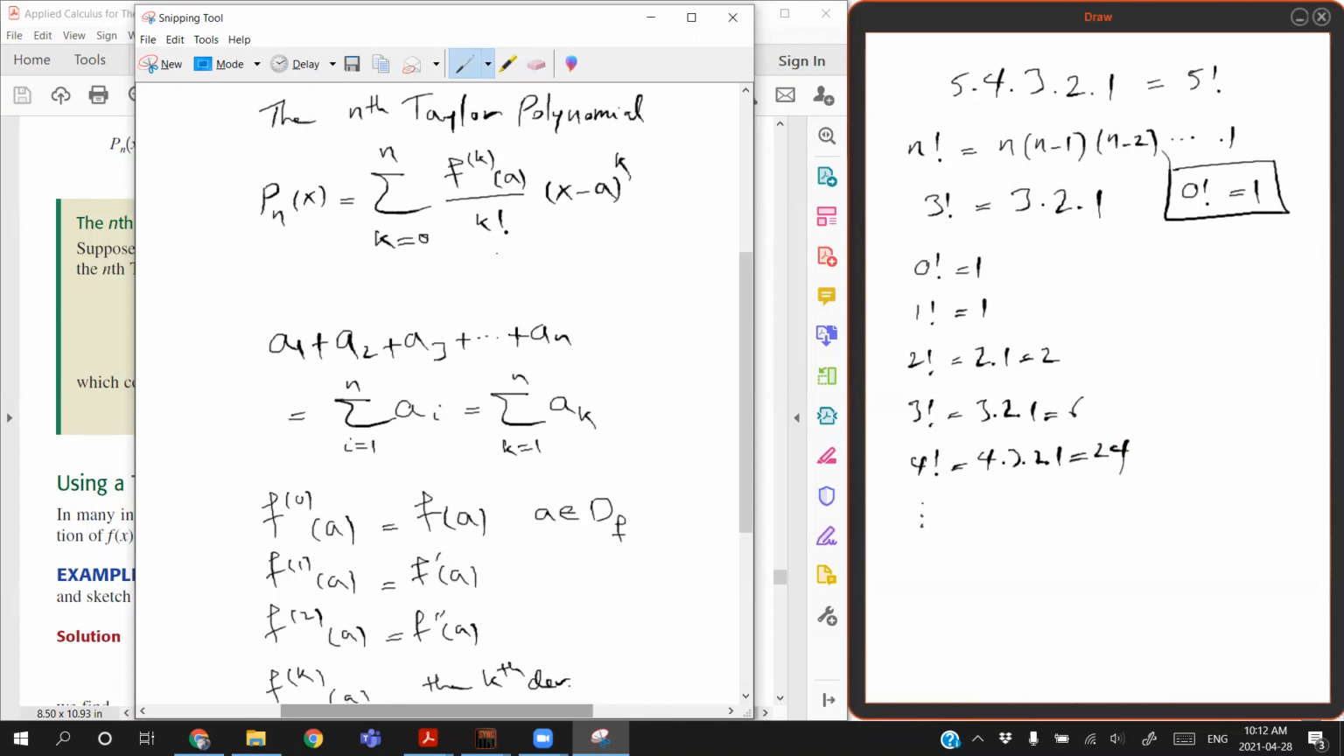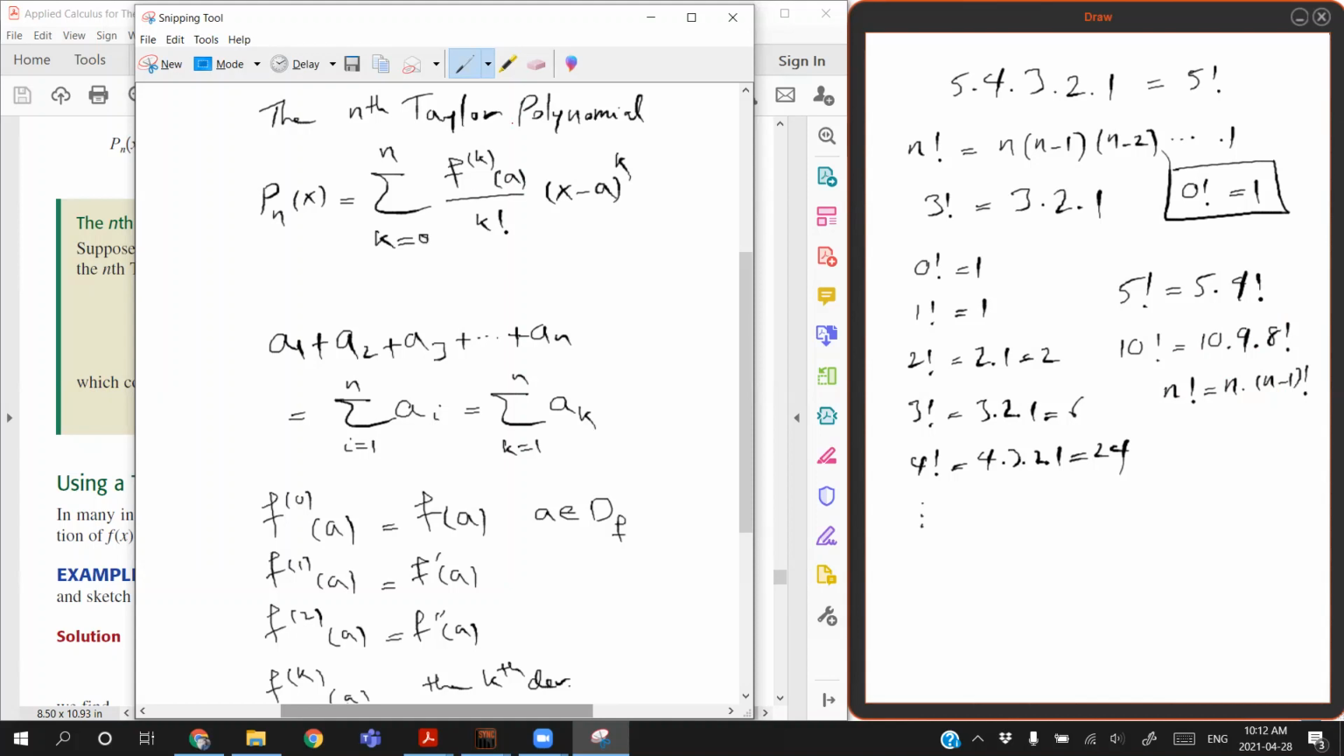And you can see there is an interesting pattern here. For example, if you have 5 factorial, that's basically 5 times 4 factorial. Or if you have, for example, 10 factorial, I can write that as 10 times 9 times 8 factorial. So generally, if I have n factorial, I can write that as n times (n minus 1) factorial, because the (n minus 1) factorial is going to be (n minus 1) times (n minus 2) all the way to 1.